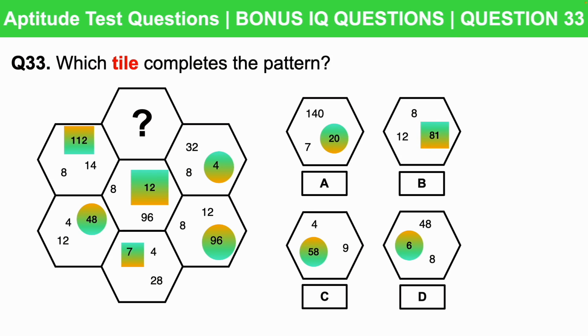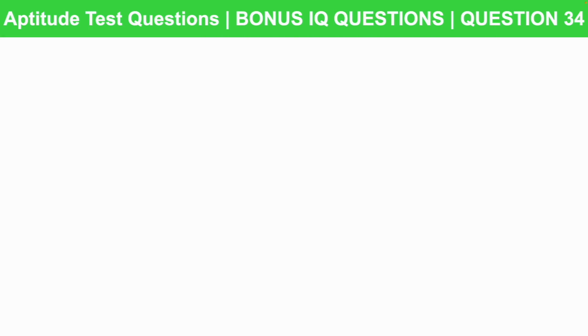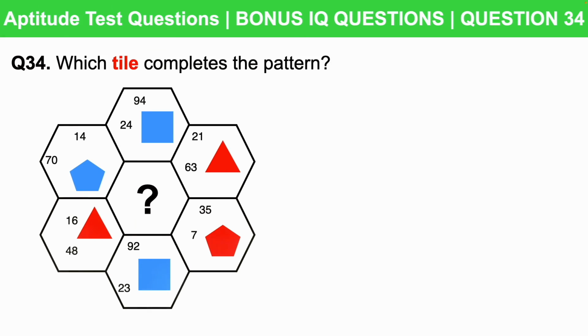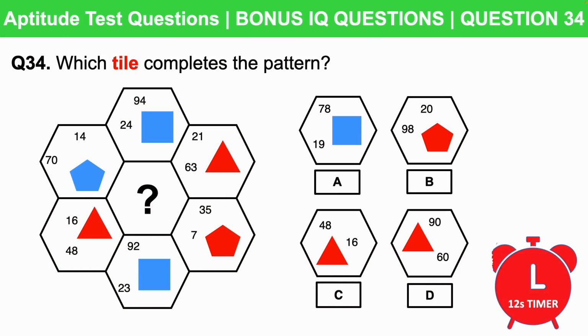I told you these are really hard. Give it your best shot. You have 12 seconds starting now. Here is the final one of the 3 tough IQ and aptitude test questions for you to answer. Which tile completes the pattern? Here we go. Is it A, B, C or D? 12 seconds starts now.